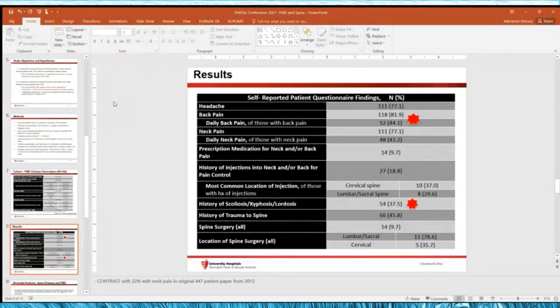About 20% of our patients had injections for neck or back pain control. And we see that about 38% of our patients had a history of being diagnosed with either scoliosis, kyphosis, or lordosis, which are all different types of curvature of the spine. And about 10% of our patients had spine surgery, with the most common location being the lumbar sacral area, which is the lower back.